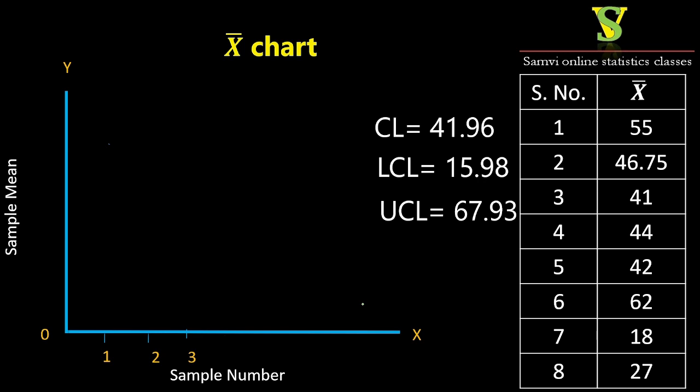Next you write 3, next 4, next 5, next 6, 7 and 8. So like this you have to make 8 divisions on x-axis. Now move to the y-axis. Before dividing y-axis, first verify upper control limit and highest value in sample mean. Here upper control limit is 67.93 and the highest value in x bar is 62. So upper control limit is more compared to the highest value in mean.